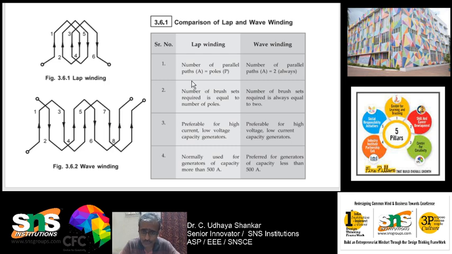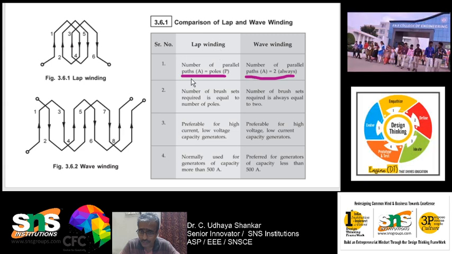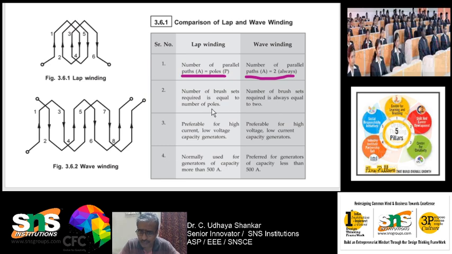The only thing you want to remember is this very important point which is used in all the problems. If the generator is given as wave winding, then you have to take the number of parallel paths as 2. If the generator is given as lap winding, then you take the number of parallel paths as the number of poles. Number of brushes is equal to the number of poles in case of lap winding, whereas only 2 brushes are required for wave winding.